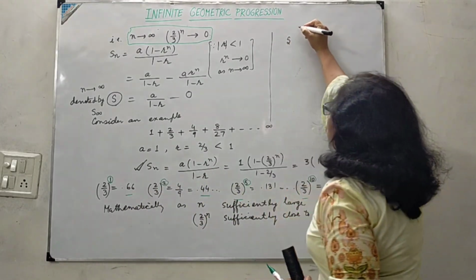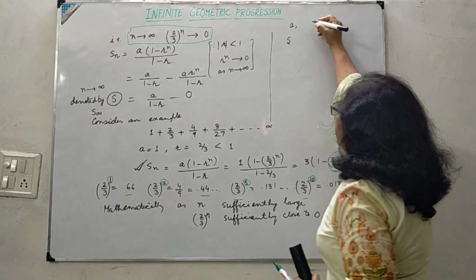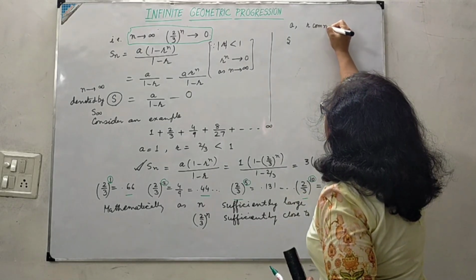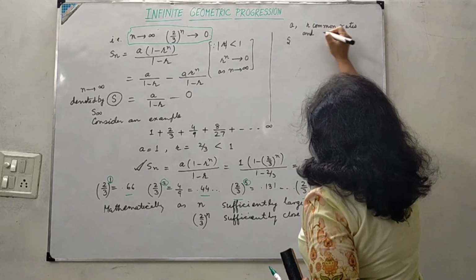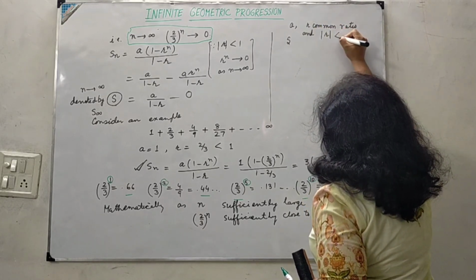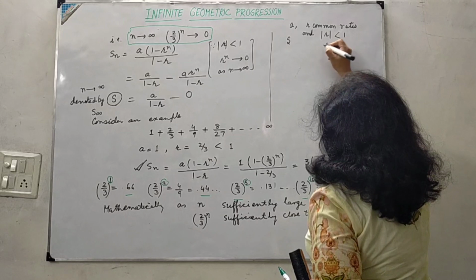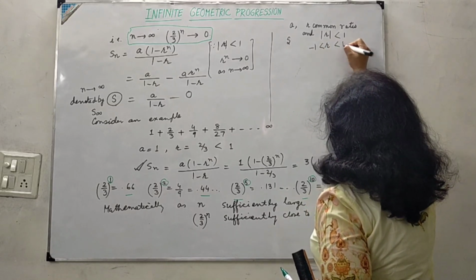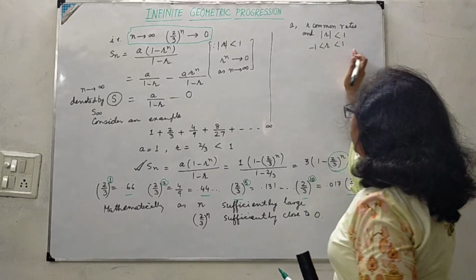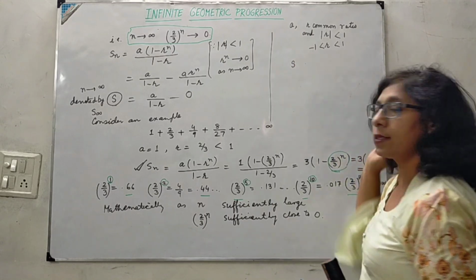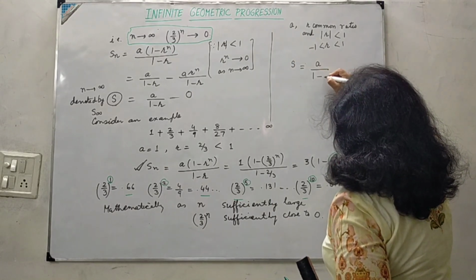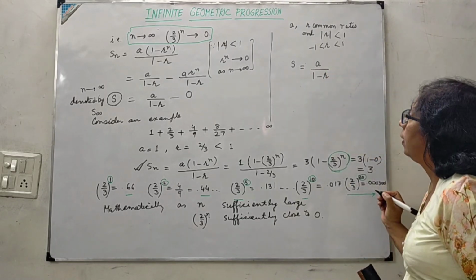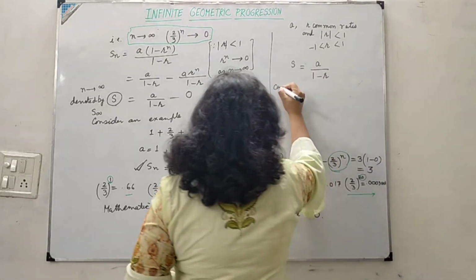This is your conclusion. When a is the first term and r is the common ratio, and further there is a condition, r modulus less than 1, that means r is lying between minus 1 and 1, only in that case we can find the sum for infinite GP, and that becomes a upon 1 minus r.